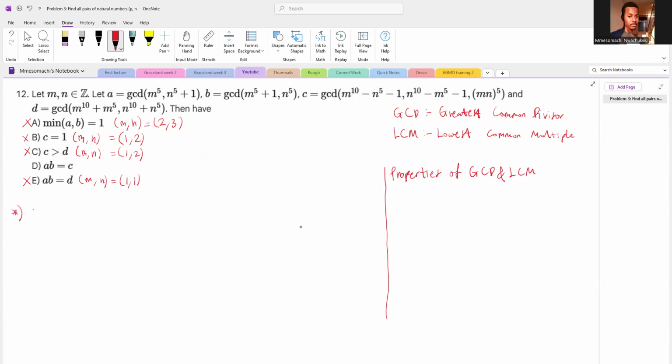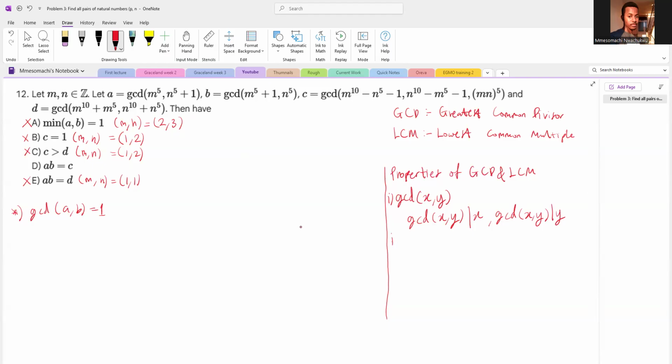The first thing I want to show is that the GCD of A and B is equal to 1. Let's see how I can show that. So the first property I'll write, property 1: the GCD of X and Y divides X, and of course the GCD of X and Y also divides Y. This vertical stroke means divides.